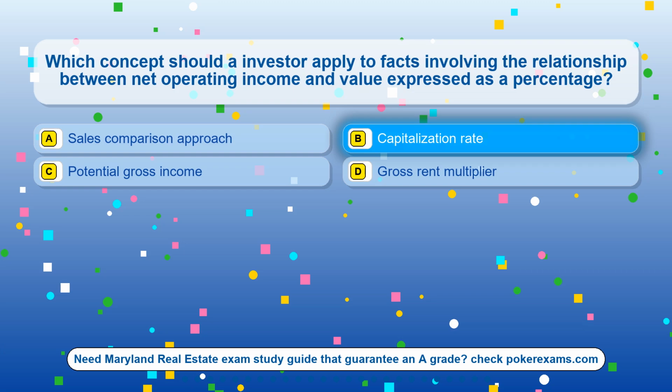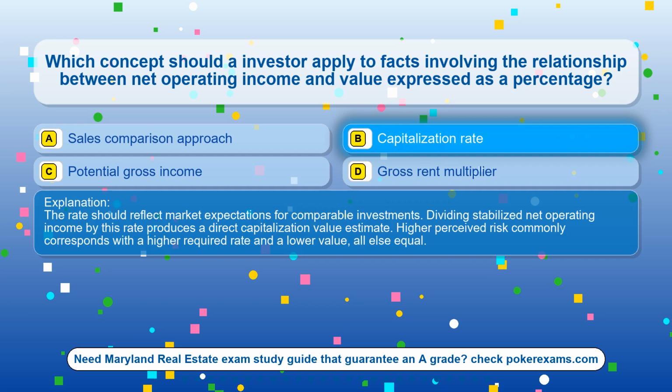The correct answer is option B, capitalization rate. The rate should reflect market expectations for comparable investments. Dividing stabilized net operating income by this rate produces a direct capitalization value estimate. Higher perceived risk commonly corresponds with a higher required rate and a lower value, all else equal.